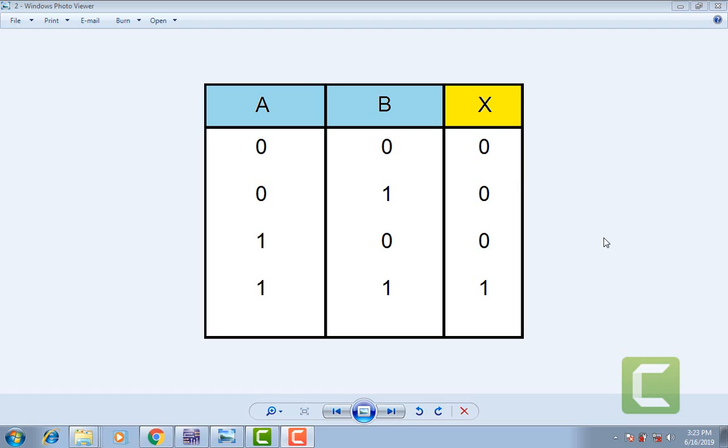This is the truth table of the two onboard AND gate. E and B are onboards. X is the output. Let's see the cases of the two onboard AND gate.